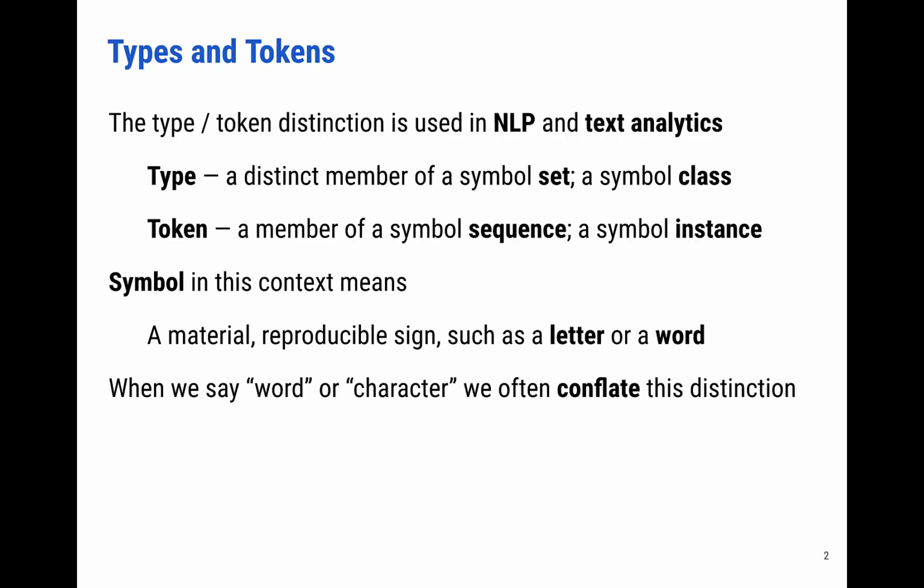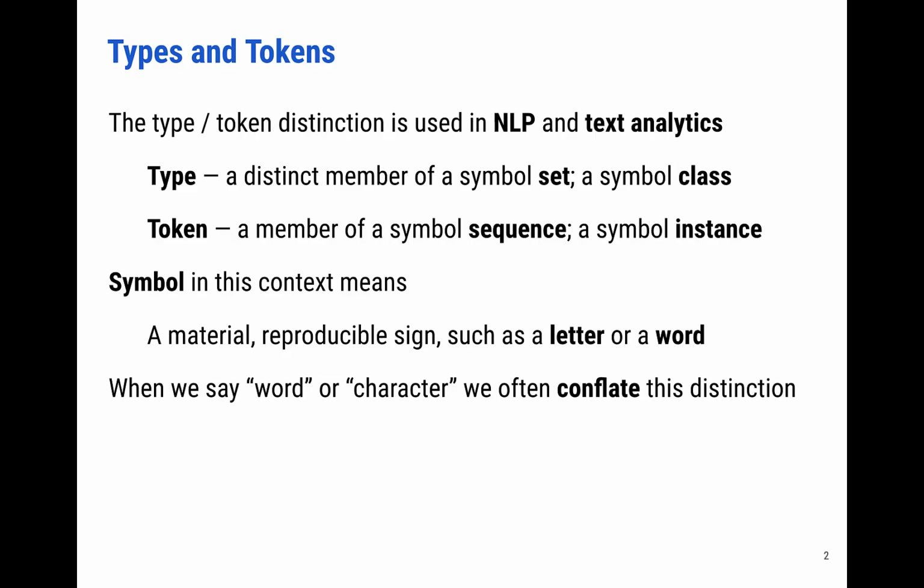So a type is very much like a class in object-oriented programming or in logic. It's a class of symbols, and so a type is a member of a distinct symbol set. So it's a distinct member of a symbol set. A classic example of this is an alphabet, where you have one instance of each letter. It is the basis from which you select letters to create a sequence, say.